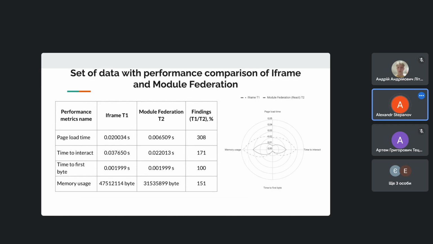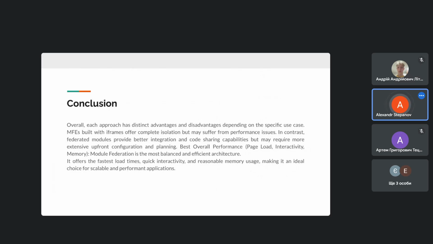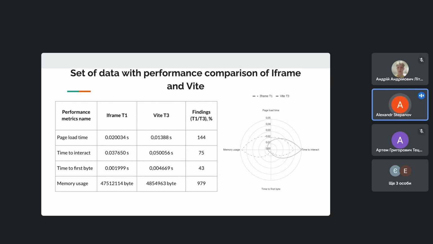Yeah, and the other one, that's the conclusion that I have said before, is to compare iframe and Vite. Vite excels in memory usage, making it the best option for applications where resource management is critical, for small projects and so on. However, it suffers in terms of time to interact and time to first byte, which can negatively impact user experience. iframe remains a middle ground solution, but nowadays it's not the best practice to use in such micro frontend architecture.